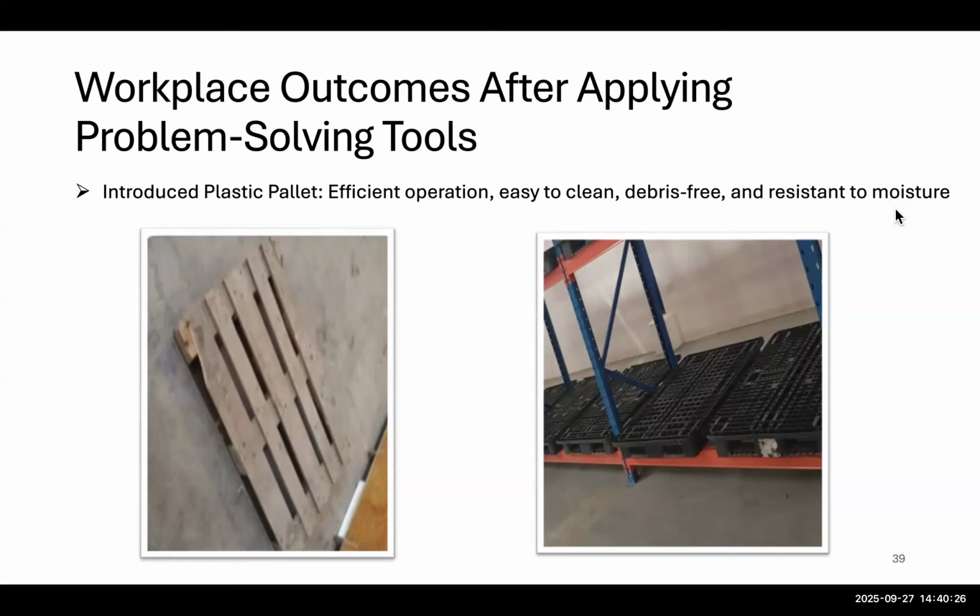This is so because when you look at these two pallets, the wooden pallet is relatively cheaper compared to the plastic pallet. However, in terms of environmental friendliness, the plastic pallet is more acceptable. And introducing the plastic pallet has enhanced our efficient operation: it is easy to clean, debris-free, and resistant to moisture. Next slide, Shreya.